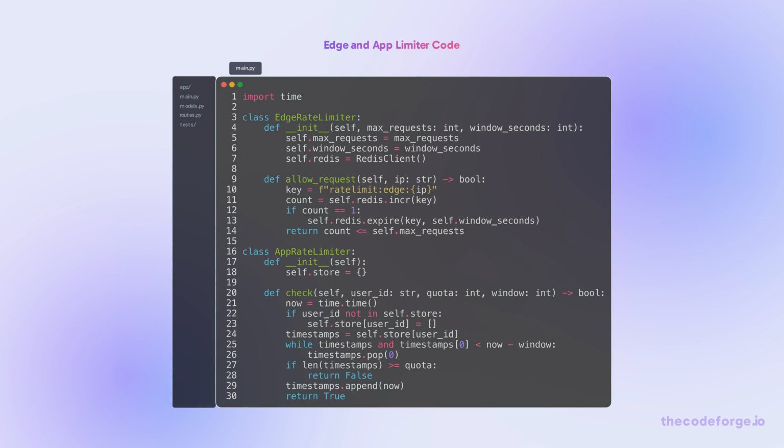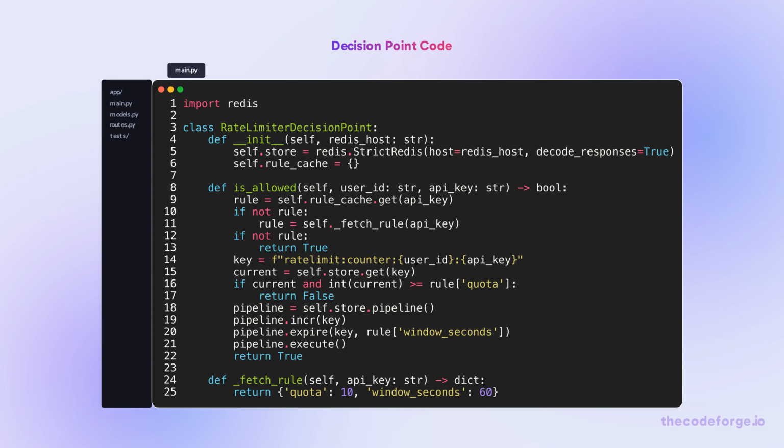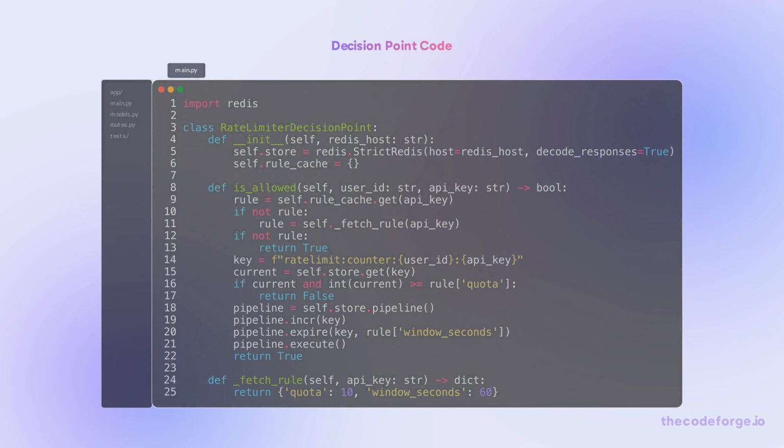Each has its role. A rate limiter has 3 components: a rule store for configuration, a counter store for tracking requests, and a decision point that checks counters against rules. Redis is the preferred counter store for its speed. This decision point is stateless and uses Redis for counters. Rules are cached and refreshed periodically. If Redis is down, it fails open.